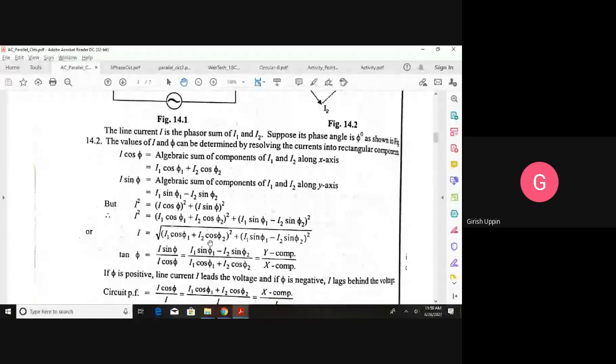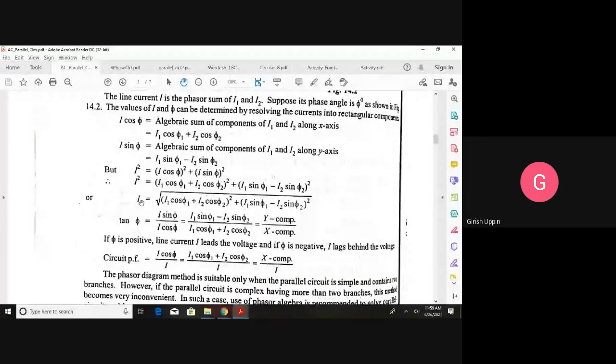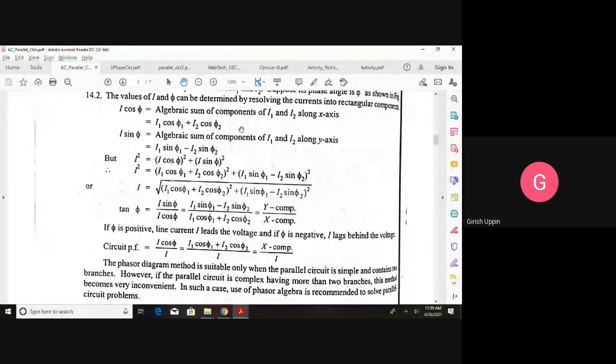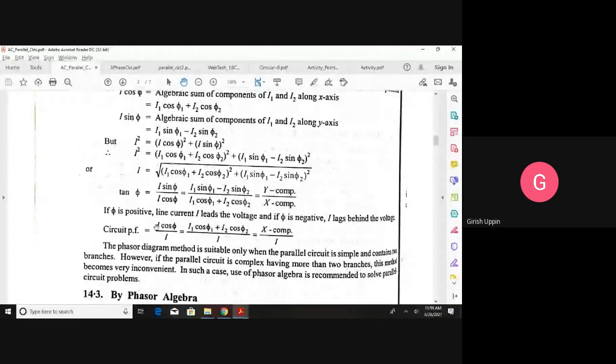And how to find the phi? We already know the I sin phi component. Tan phi is I sin phi divided by I cos phi, where I cos phi is the algebraic sum of all the components of I1 and I2 on the x-axis. Then similarly, we can find the power factor. Power factor is I cos phi divided by I. That is how we can calculate.